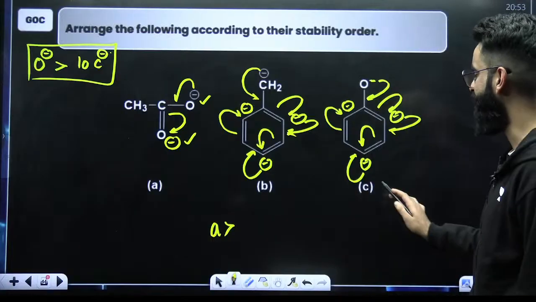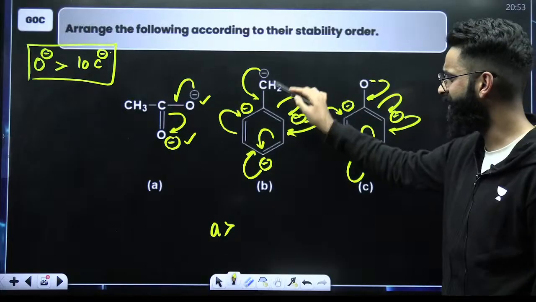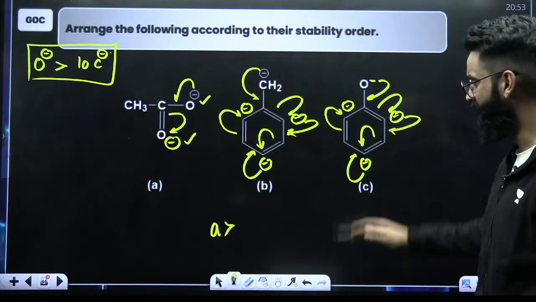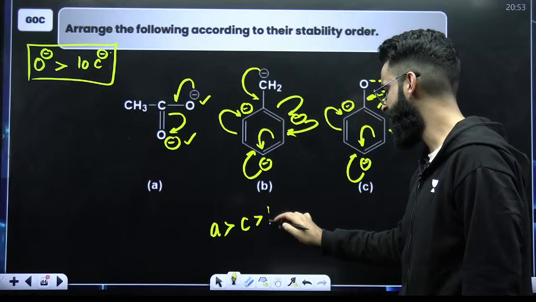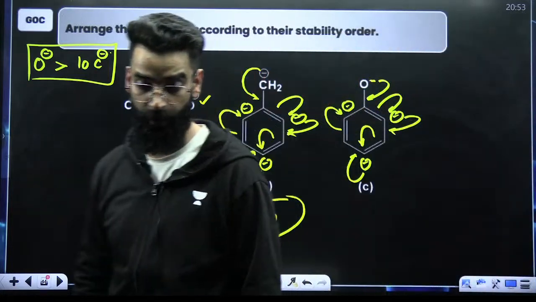Now among B and C, in case of C, negative charge is coming on oxygen. Here negative charge is not on the oxygen. So I would say C would be more stable than that of B. So this is going to be the order here, that is A, C, B. I hope this is also clear to everyone.